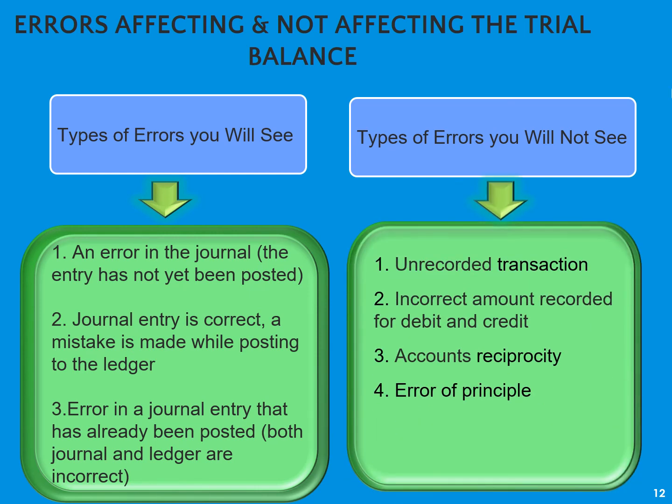B. Types of errors that cannot be seen: 1. Unrecorded transaction. 2. Incorrect amount recorded for debit and credit. 3. Accounts reciprocity. 4. Error of principle.